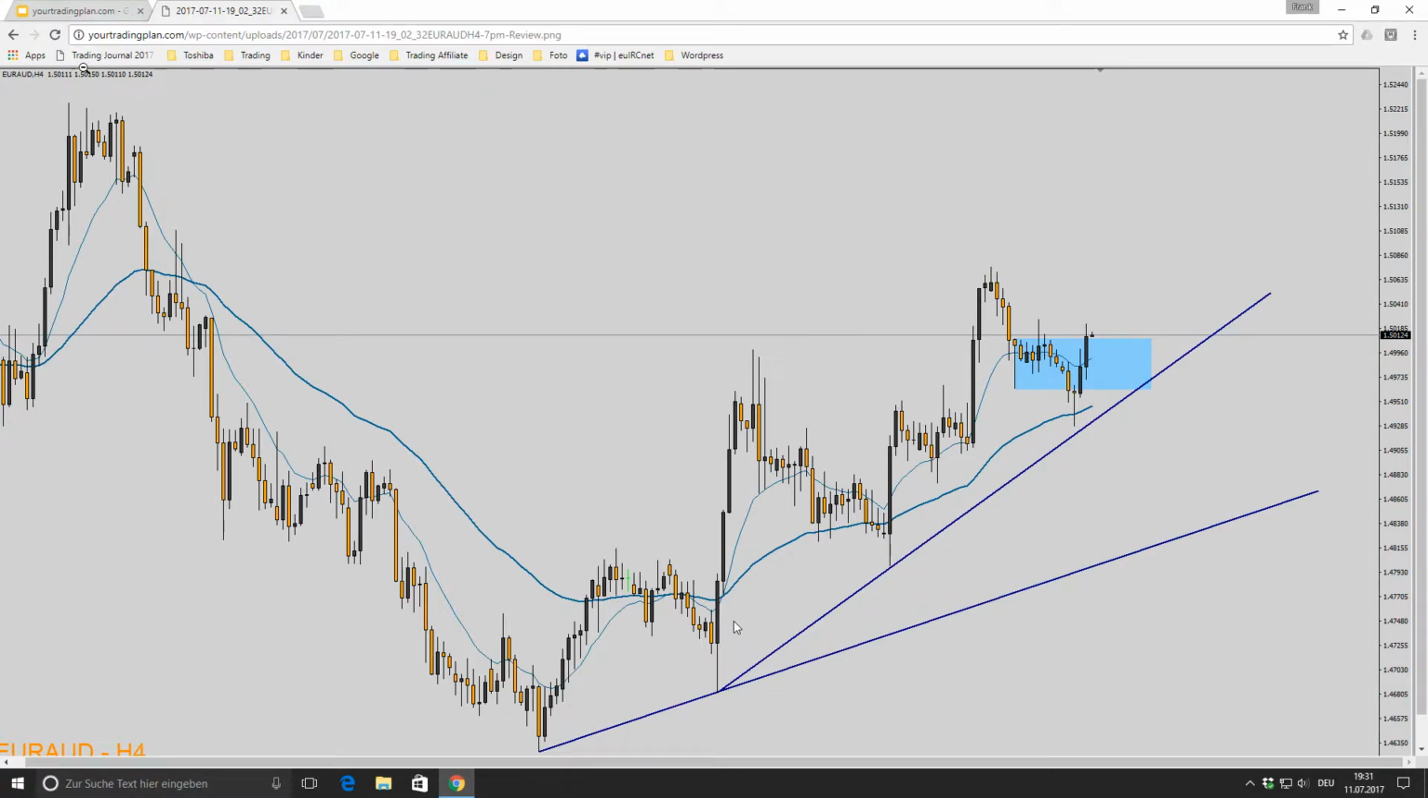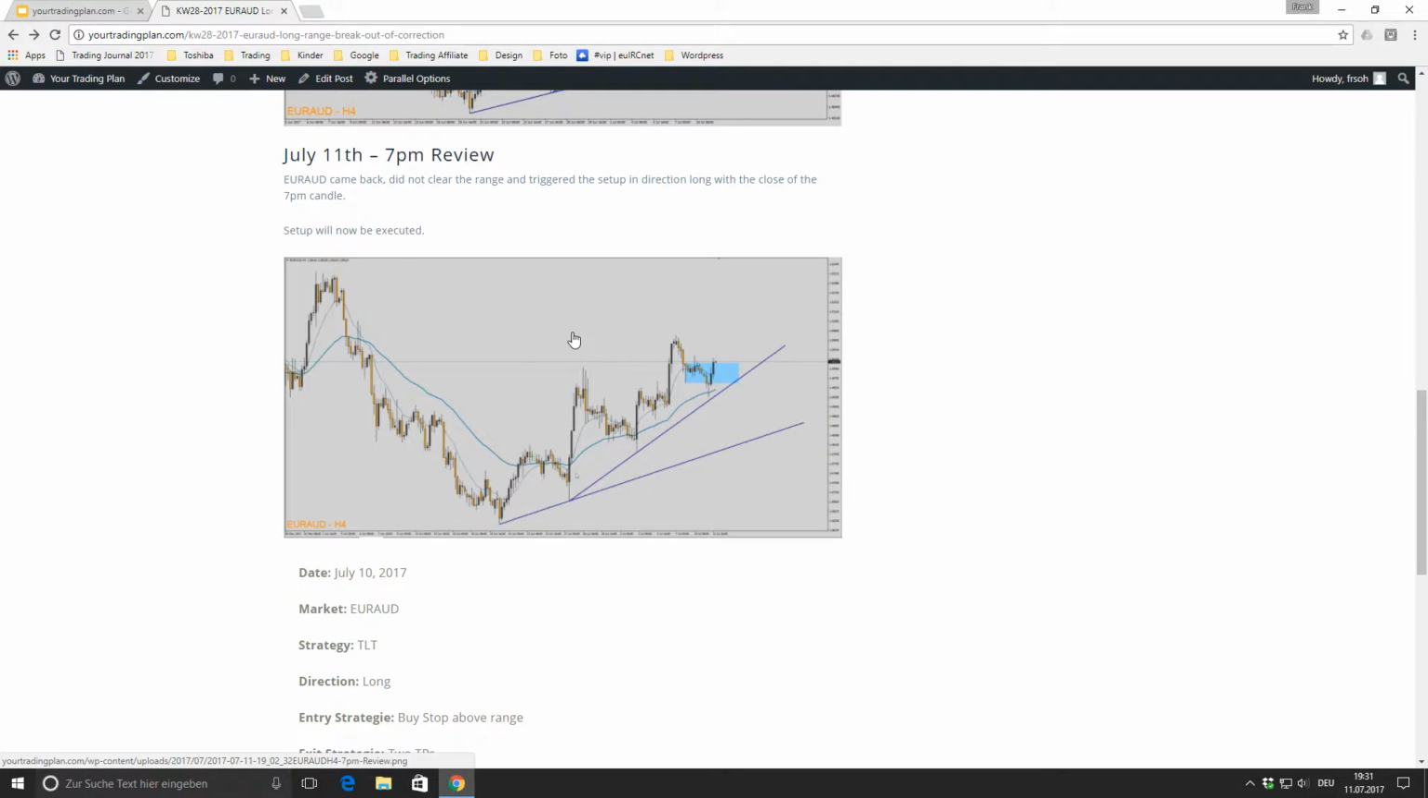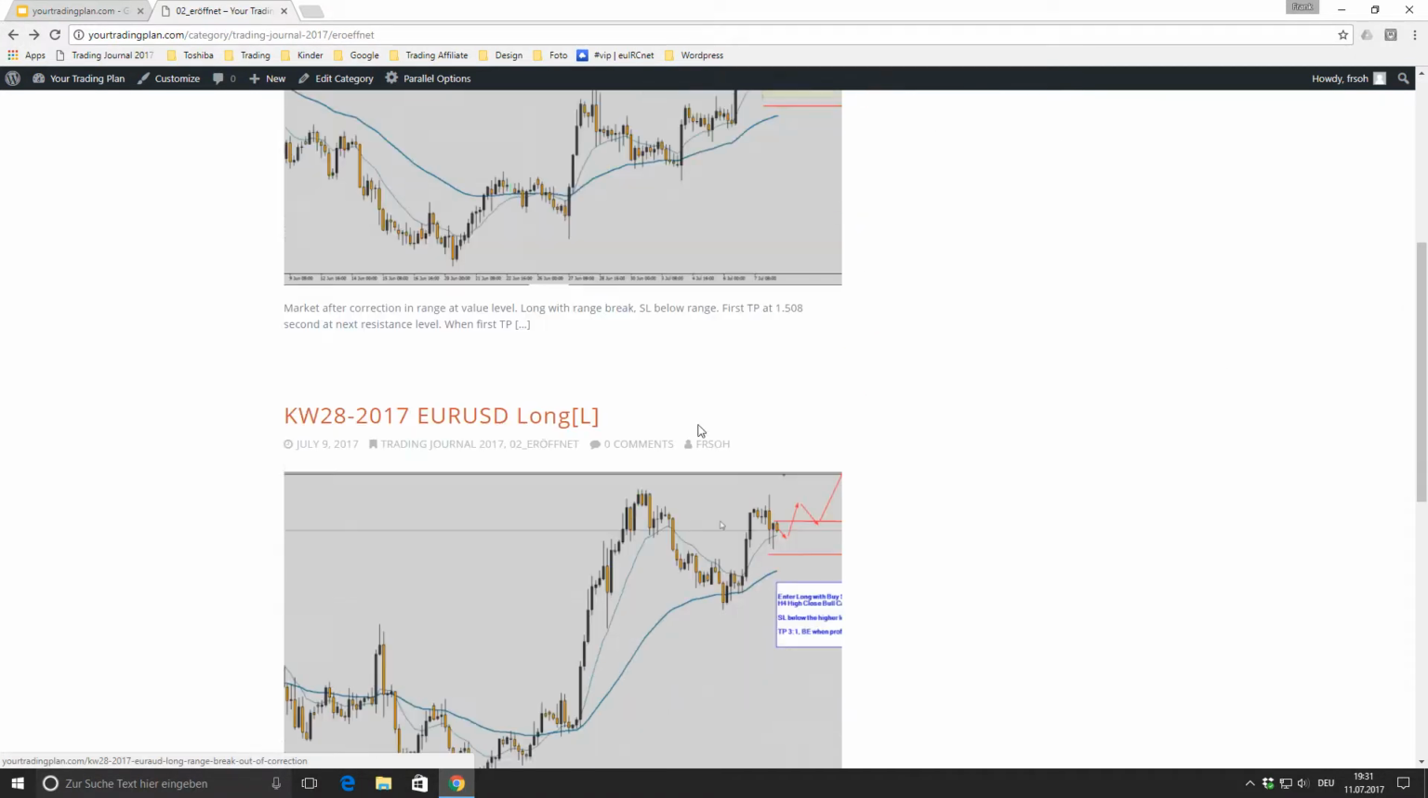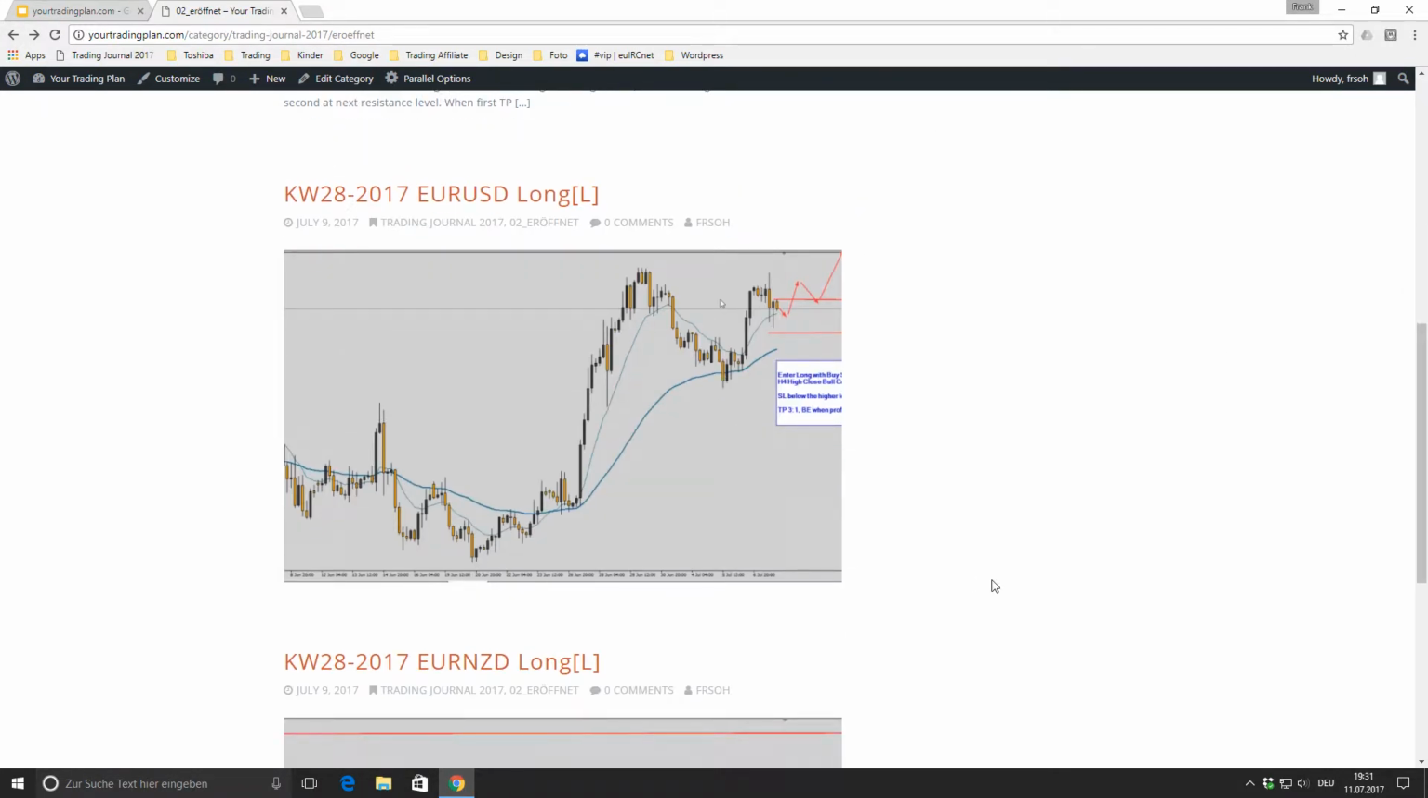Okay, so then let's move on to the next trade. I mean, there was another one open. So the Euro US dollar also opened during the day, you remember?